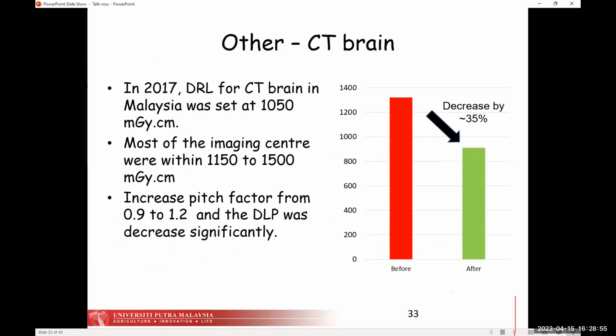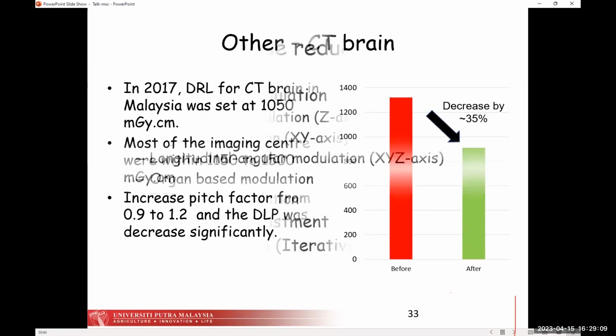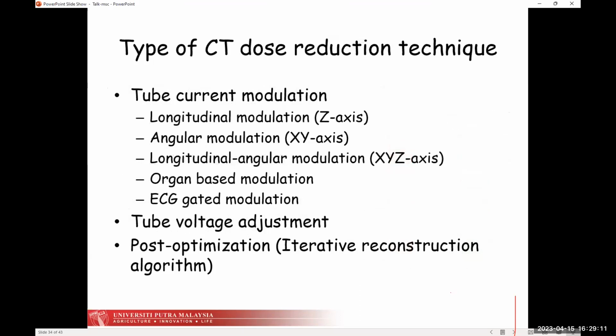So it is important for us to discuss with the doctors or the physicians which parameters are suited in order for us to reduce the dose, and also balance with the image quality. And there are several CT dose reduction techniques.